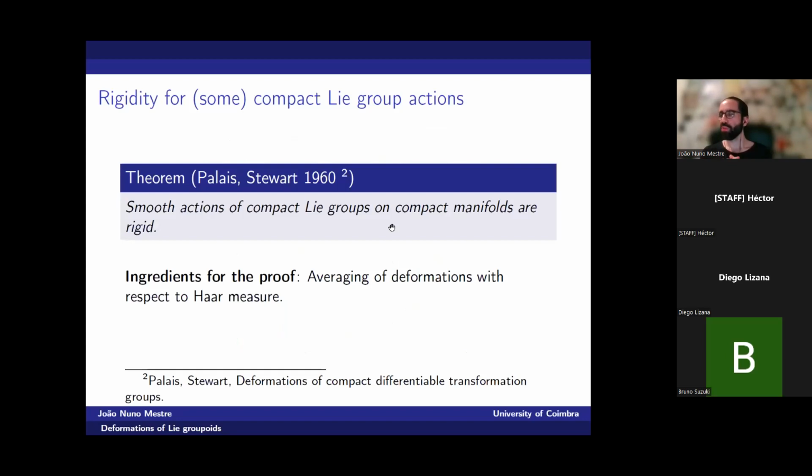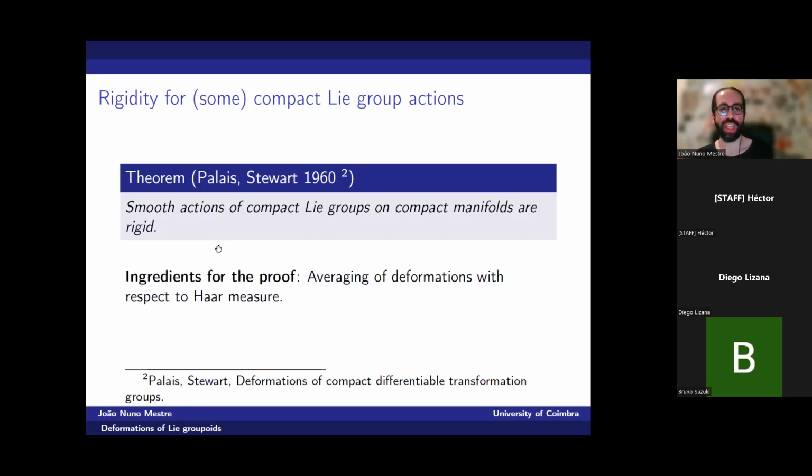Now, how do we generalize a theorem from deformation theory from groups to groupoids and then go back to foliations? We start with the following theorem from Palais and Stewart from 1960, quite classical. Smooth actions of compact Lie groups on compact manifolds are rigid. What this means is that if I start with any compact Lie group and have any smooth deformation of an action of it on any compact manifold, I cannot deform it, at least not in this sense: if I have a smooth one-parameter family of actions like this, they're always going to be isomorphic actions to the one I started with.